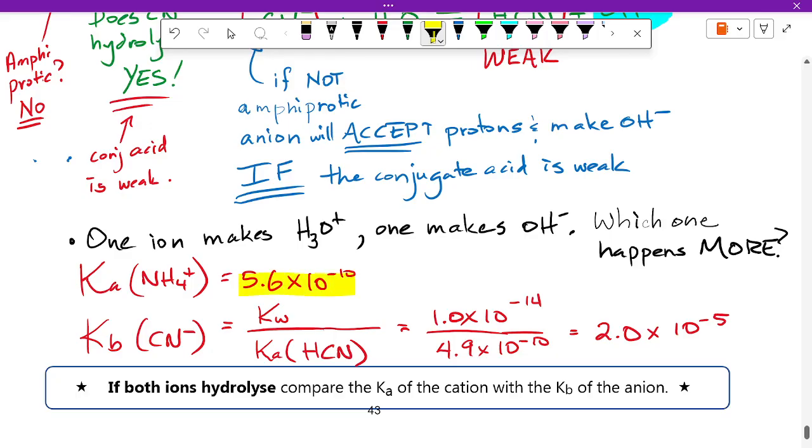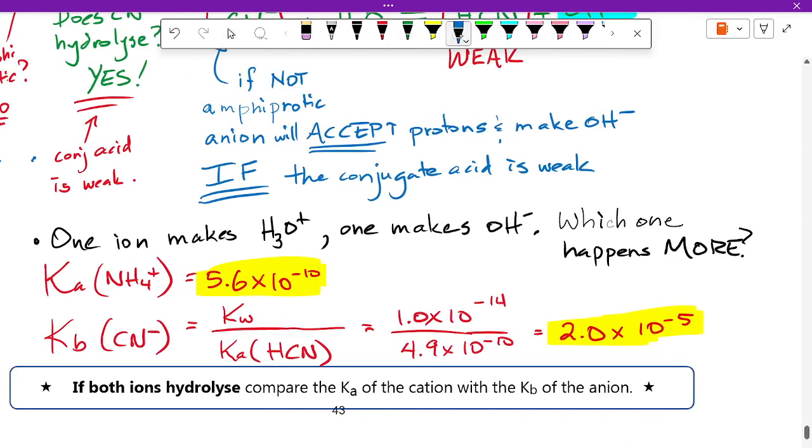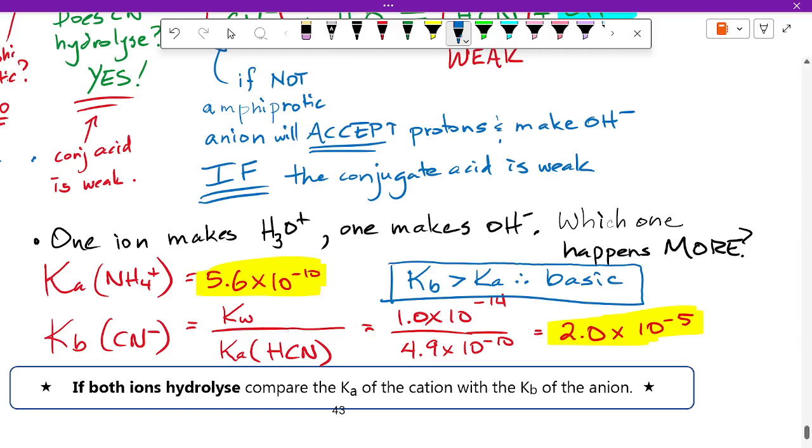And now we compare 5.6 times 10 to the negative 10 with 2.0 times 10 to the negative 5. I did not leave myself enough room here, but that's okay. Kb is greater than Ka, therefore the solution is basic. Final answer. Yes.